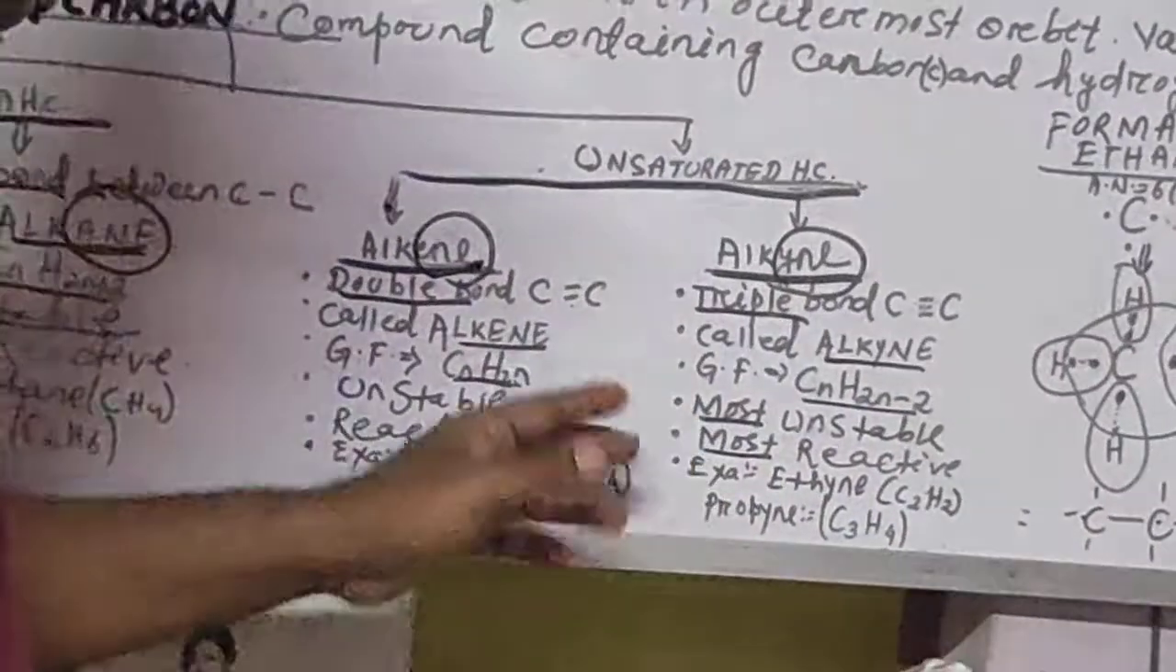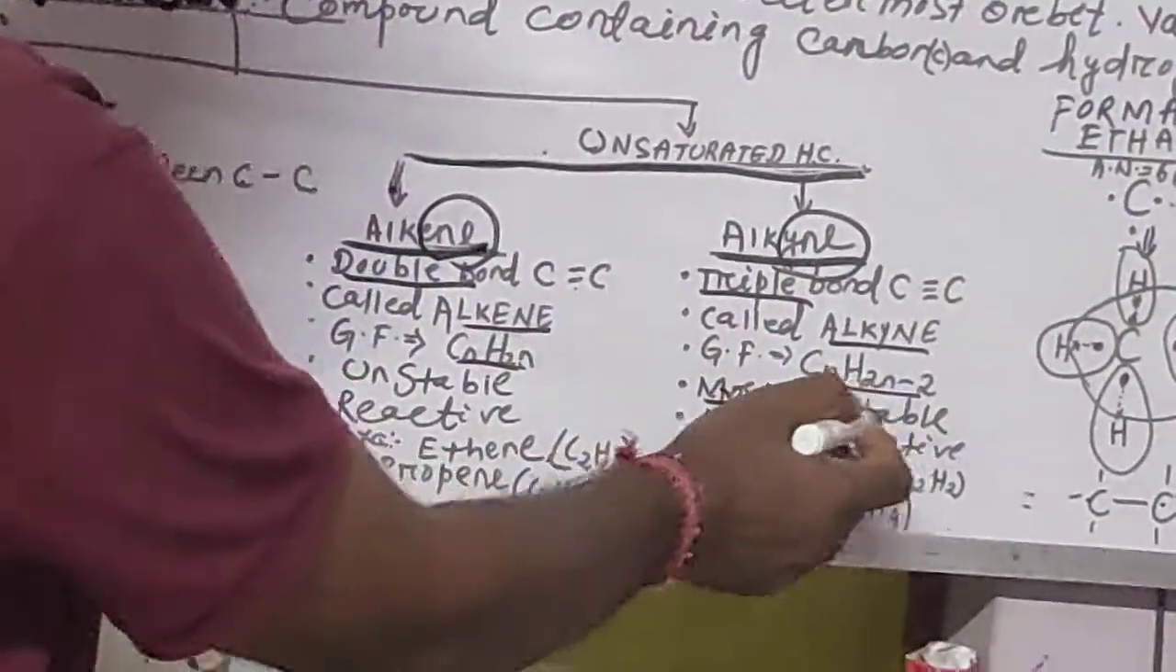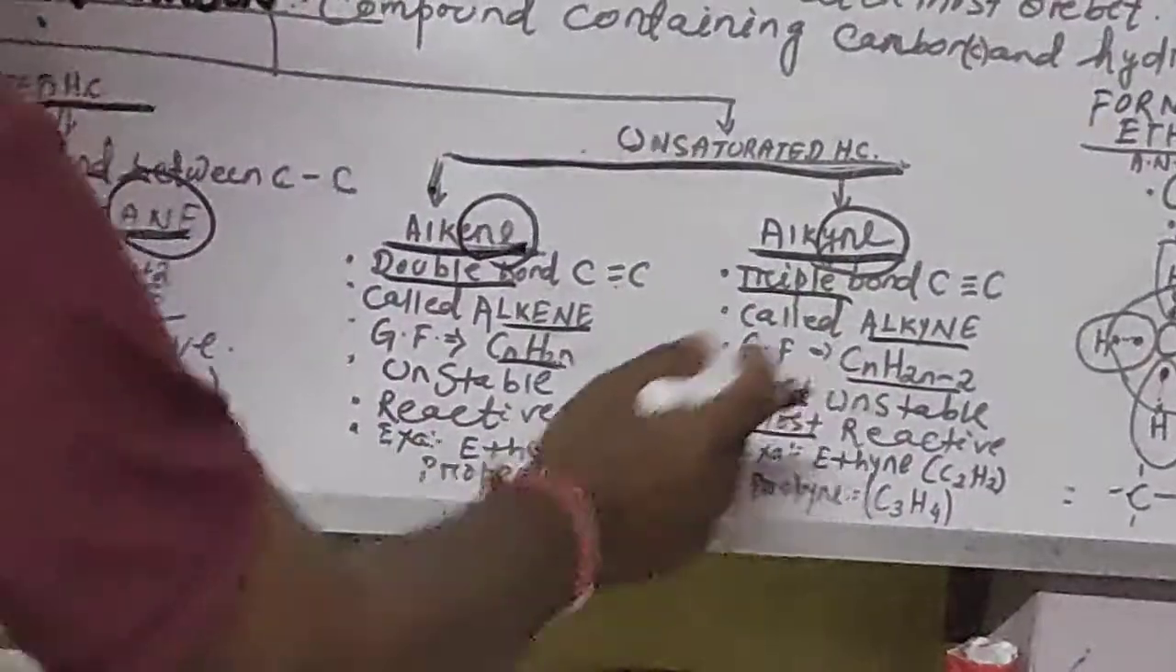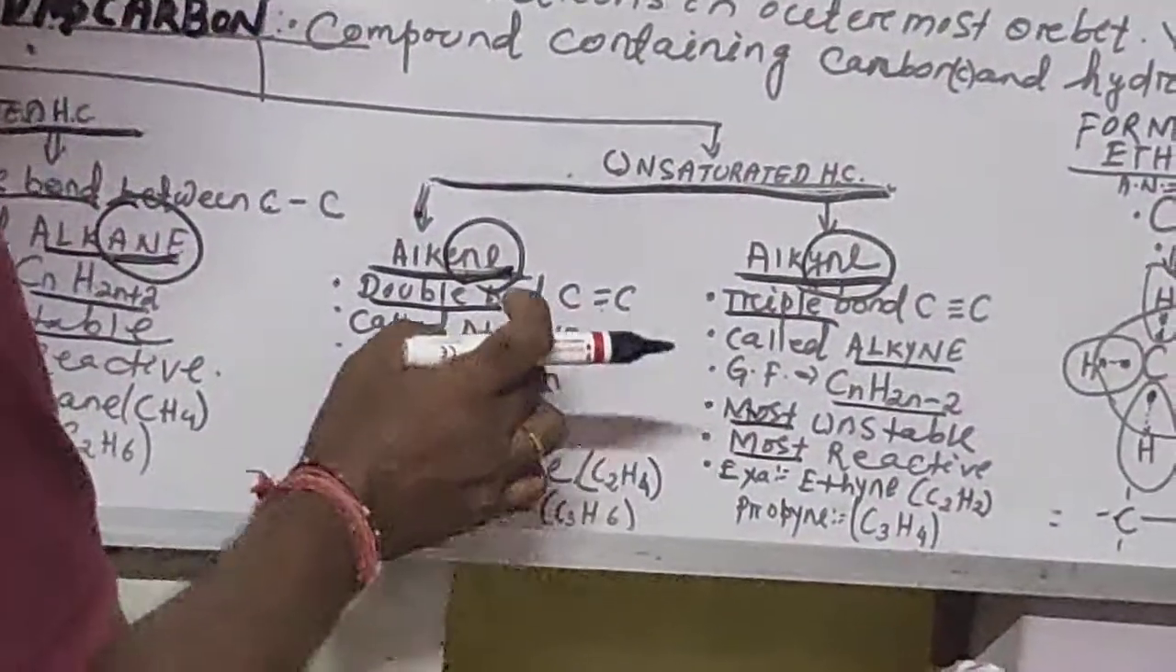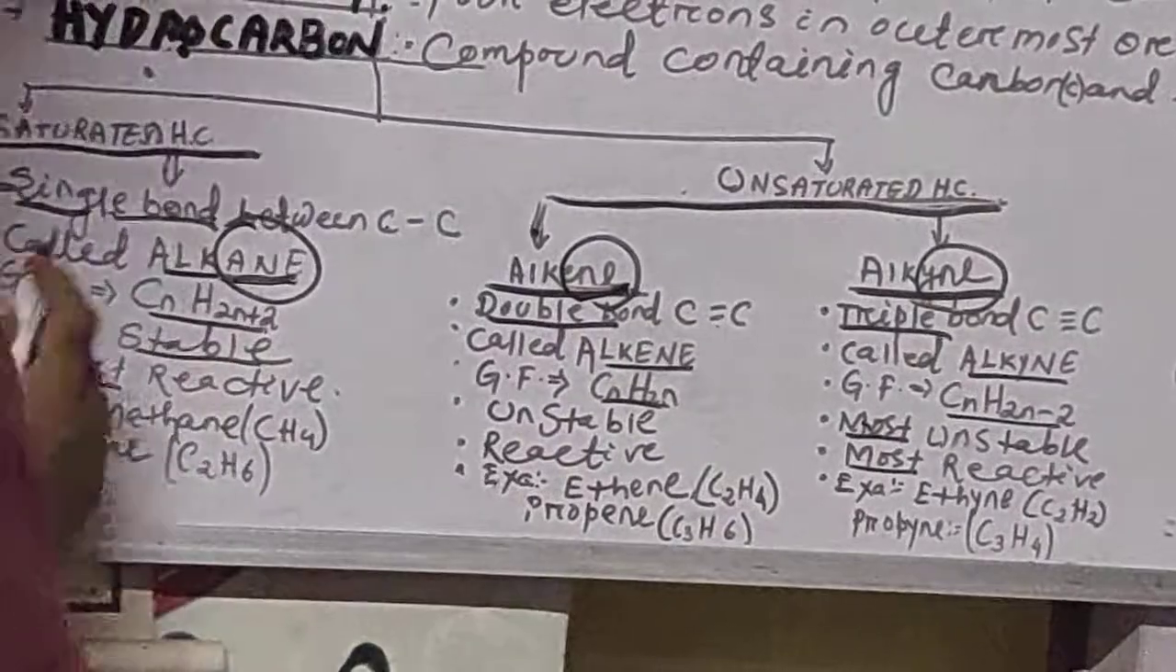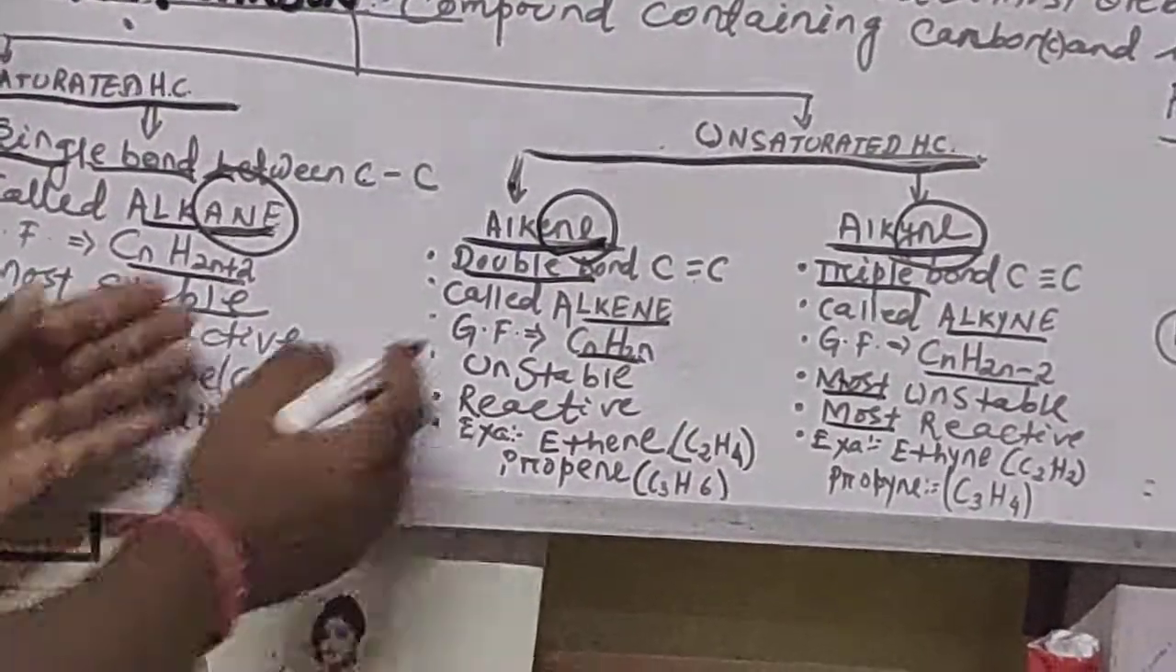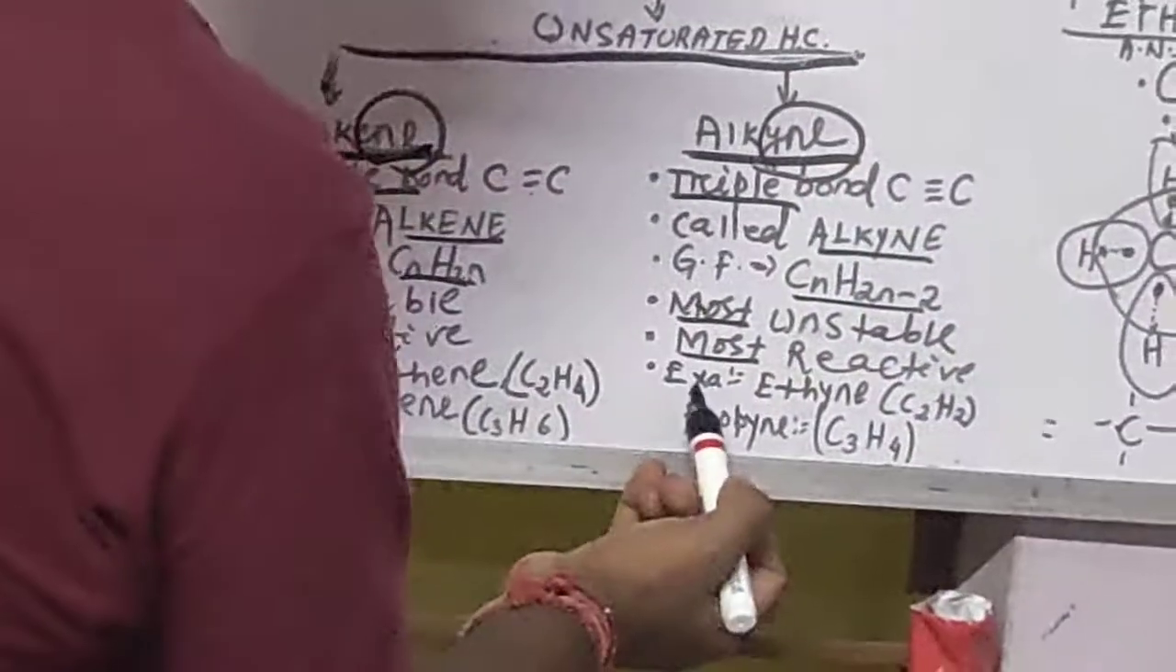Then this is the most unstable, because this will break down to form here and this will break down to form here. So this one is stable, most stable. This is unstable. This is most unstable. This is most reactive. This is just reactive. This is least reactive. And examples are ethane, ethene, ethyne, and propane, propene, propyne.